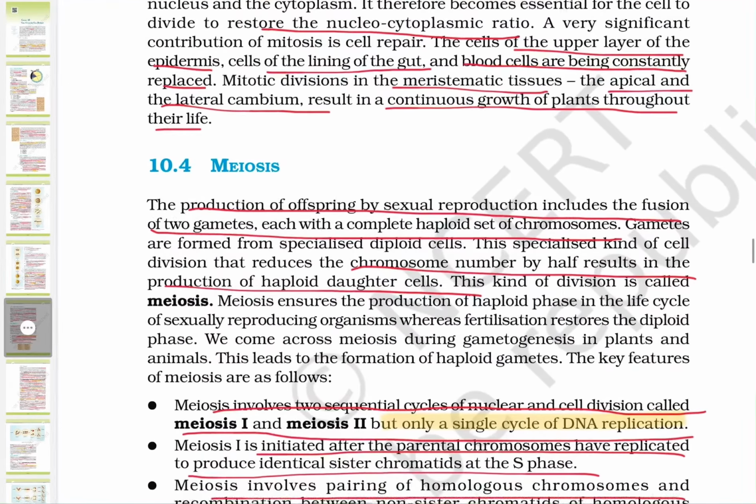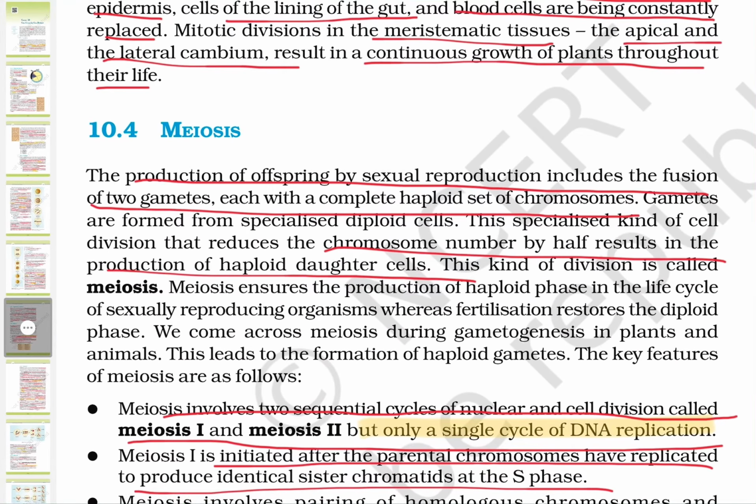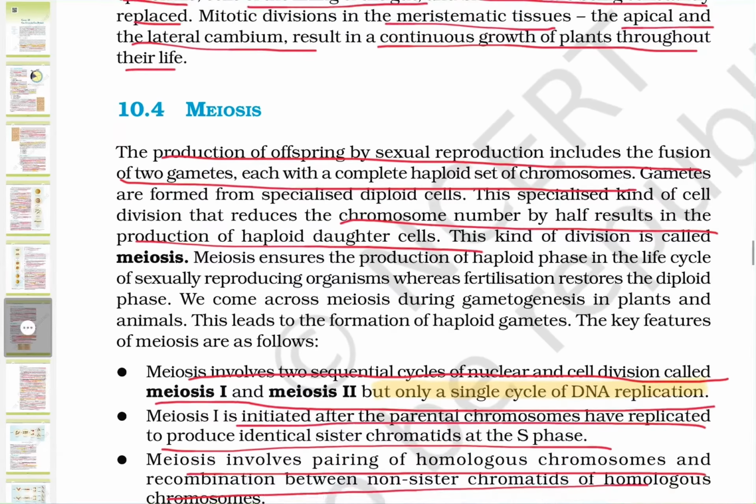Now we talk about meiosis. When we talk about the production of offspring by sexual reproduction, it includes the fusion of two gametes. So इसमें complete haploid set of chromosomes, and we need the haploid set of chromosomes, तो किससे meiosis से होता है. So the chromosome number, it's a reduction division where the chromosome number reduces to half.